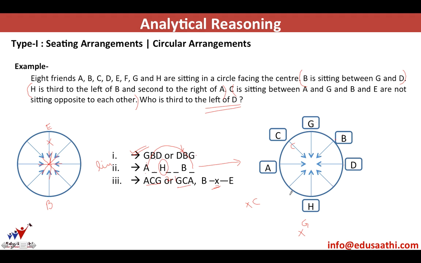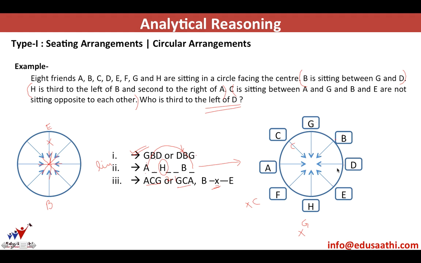Now, two places left and two people left, E and F. Now E cannot come directly opposite to B. So E would come over here. So the only place left is for F, one place left and one person to be seated. So this will be the final seating arrangement across this circular table.